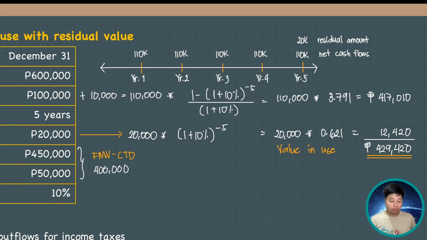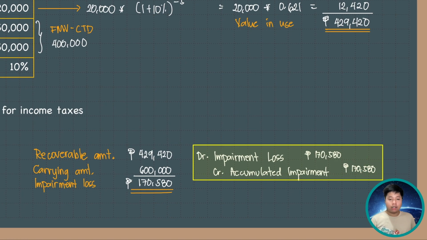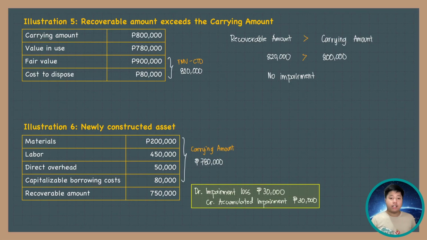Then we have to compare the VIU to the fair market value less cost of disposal, 400,000. Since VIU is higher than the fair market value less cost of disposal, that will be our basis for our recoverable amount. Then we are going to deduct it from our carrying amount of 600,000. We will get an impairment loss of 170,580. Let us record that amount by debiting impairment loss 170,580, credit accumulated impairment 170,580.